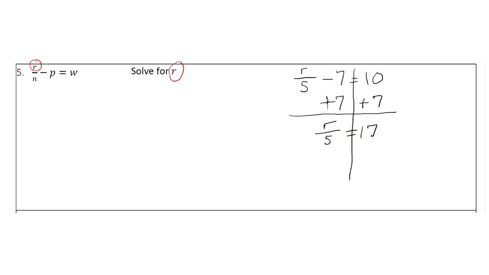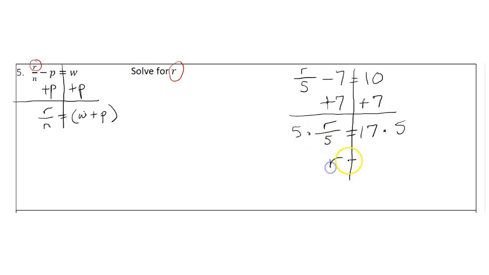To match this on the left, add p to both sides of the equation for r divided by n equals quantity w plus p. On the right, the last step is to multiply both sides by 5, for r equals 85. To match this on the left, multiply both sides by n. For this solution to be correct, it is necessary to keep the parentheses to ensure a correct answer.